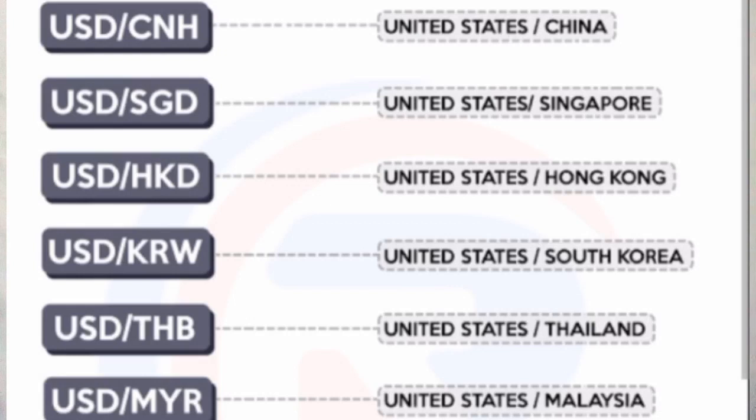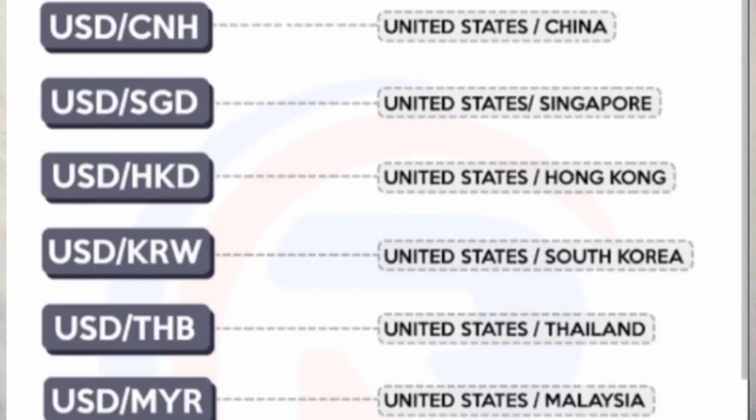Exotic pairs are simply pairs of nations of underdeveloped or developing countries of the world that are crossed with US dollars, and these currency pairs are usually not traded the most. Examples of such currency pairs include USD/CNH, which is United States to China. We have USD/SGD, which is United States to Singapore. We have USD/HKD, which is United States to Hong Kong.